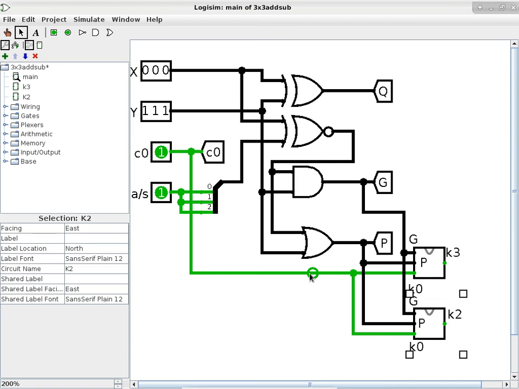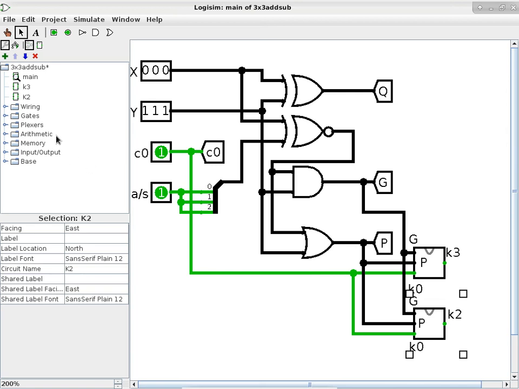So 0 plus 1 is a 1. 1 plus 1 is a 0 with a carry of 1. But this is K1. We are not up to K2 yet. 0 plus 1 is a 1. 1 plus 1 is a 0 with a 1. This is our K2. So K2 being a 1 is actually correct. 0 plus 1 is a 1, 1 plus 1 is a 0 with an overall carry. So that's K3. So we can see that K3 is a 1, K2 is also a 1, so the circuit is working correctly at this point.